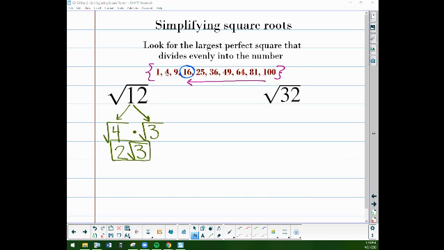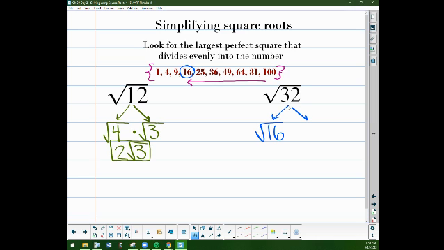So I'm going to split 32 into its perfect square, which is square root of 16, and its non-perfect square that 16 multiplies by to get 32. So 16 times 2 is 32. All right, so I find the largest perfect square, and then I break it apart into those two pieces. And remember, I specifically chose the square root of 16 because I know the square root of 16 is 4. And then the square root of 2, I can't simplify any further, so that's just going to stay square root of 2. And now I have rewritten that in simplest form.